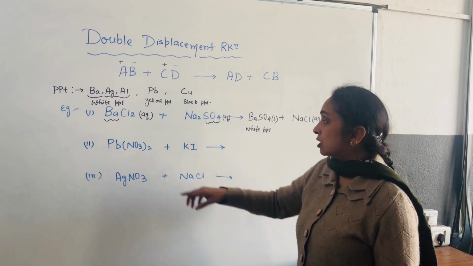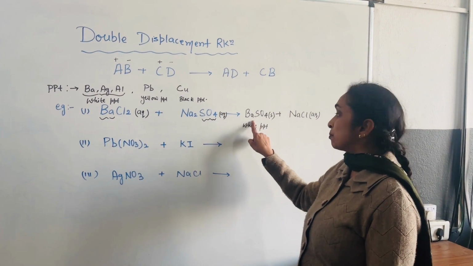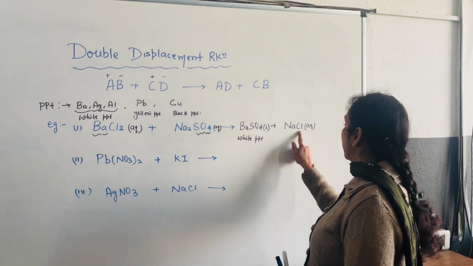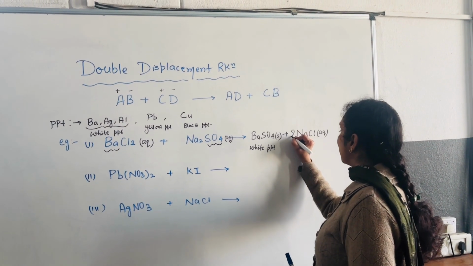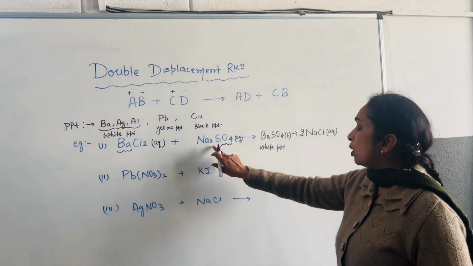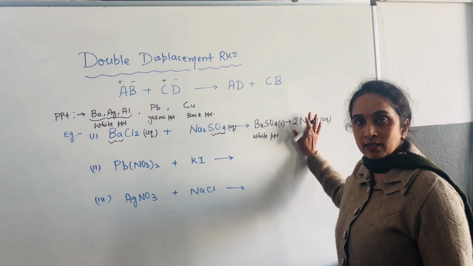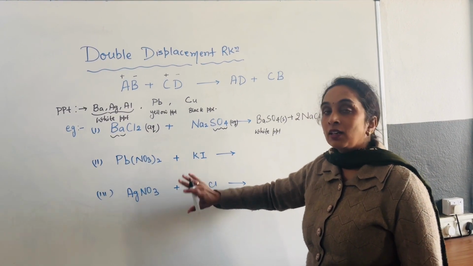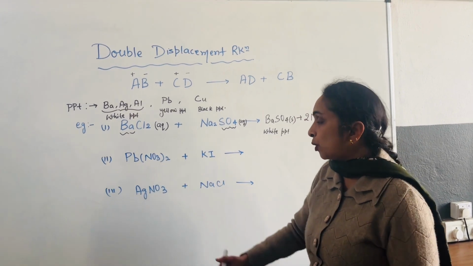Let's balance it. Barium is balanced. Chlorine: here chlorine is 2 and here chlorine is 1, so we have to balance it. Now this equation is balanced. Now you can solve these two problems as well. I am going to solve another problem.